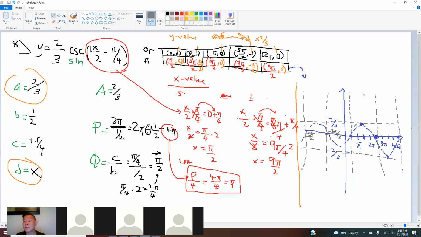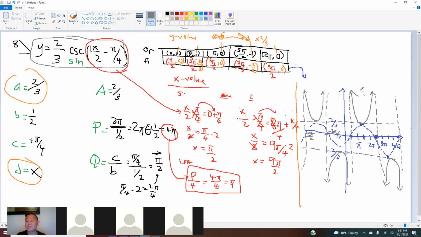So what you see is this is all a whole hill. Your cosecant graph will be the one that goes all the way down, valley here. And this is a valley, so it will be going upwards. And this is going upwards. And this is going to be a hill. So the gray graph that I draw is y equals 2/3 cosecant of x over 2 minus pi over 4. And the blue one that I draw is the sine, 2/3 sine of x over 2 minus pi over 4.